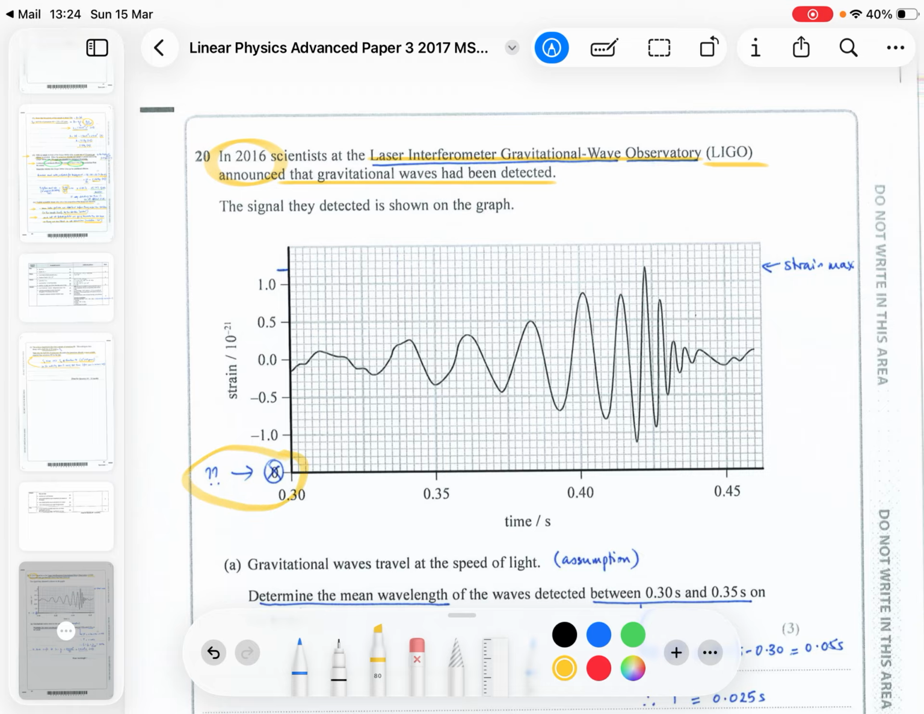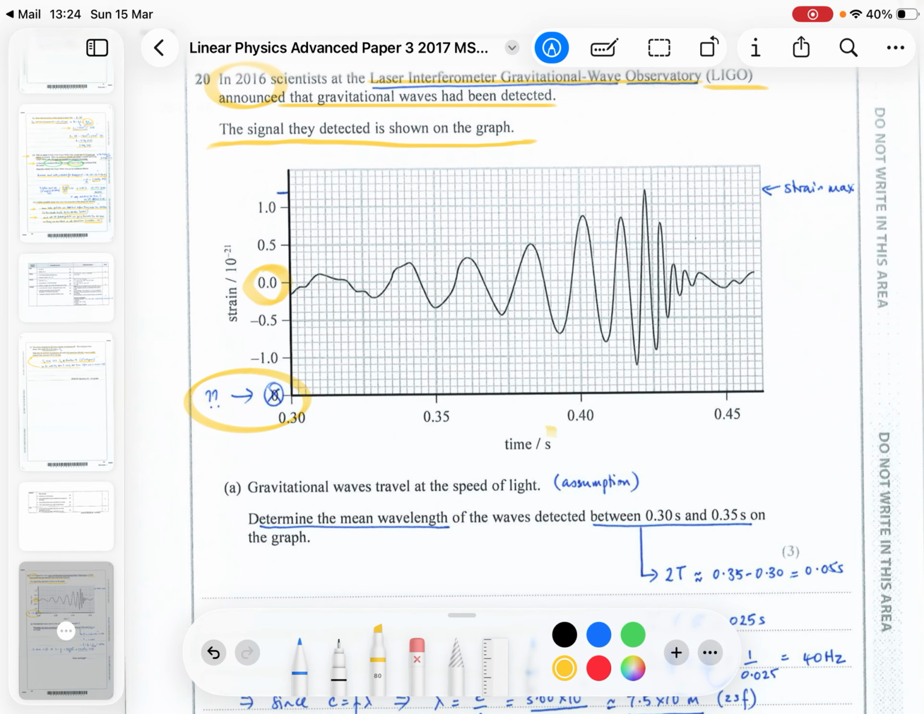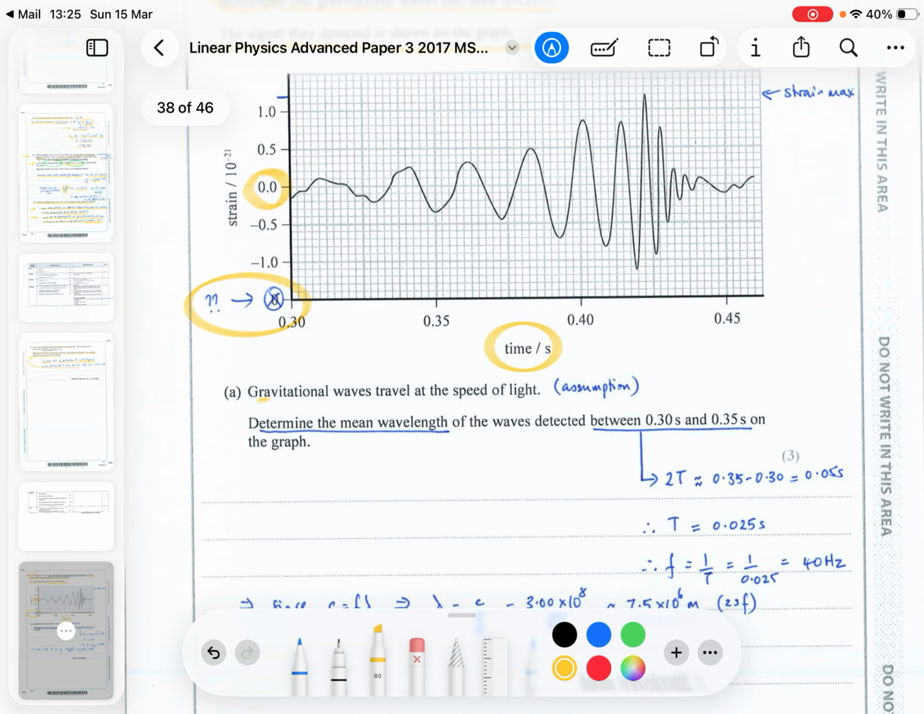Now here there's a mistake, there shouldn't be a 0 there, because you can see the 0 is in the middle. The signal detected is shown in the graph, so it causes some kind of strain oscillation on the interferometer. You can work out how the period of these oscillations varies along the time axis. The gravitational waves are thought to travel at the speed of light. So assuming that, determine the mean wavelength of the waves.